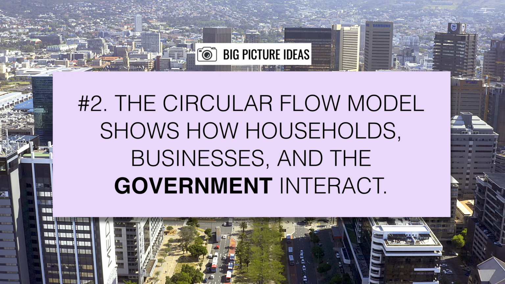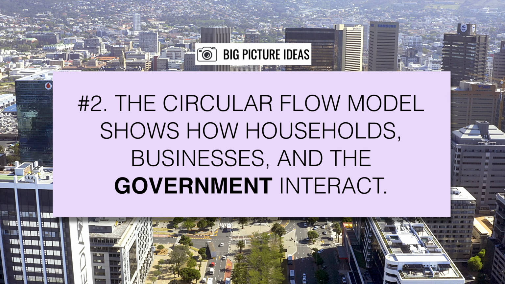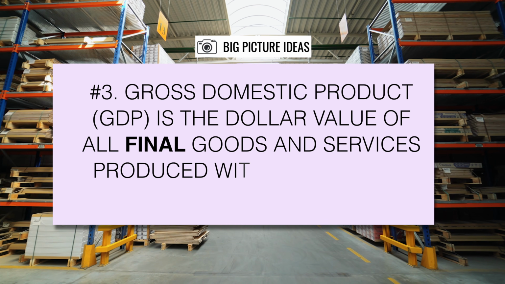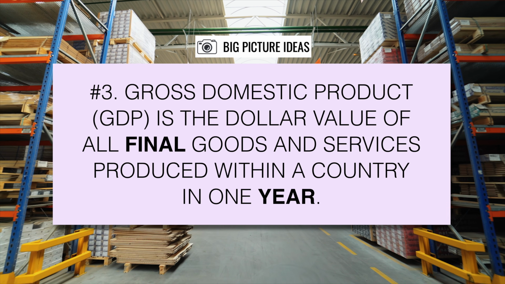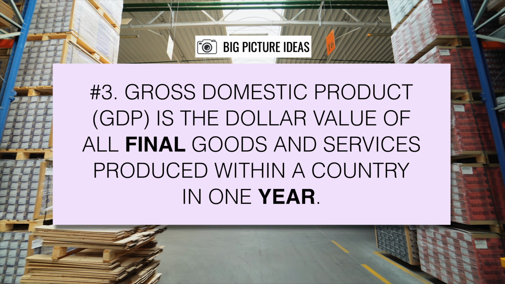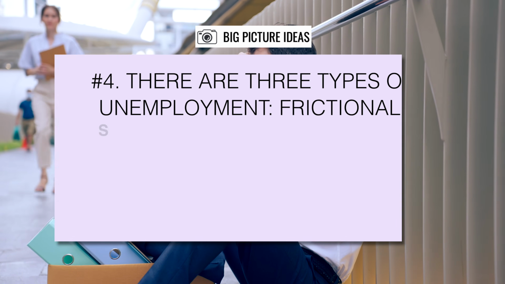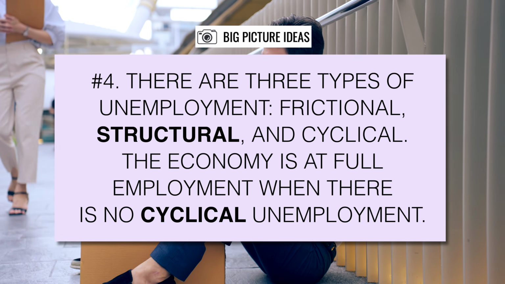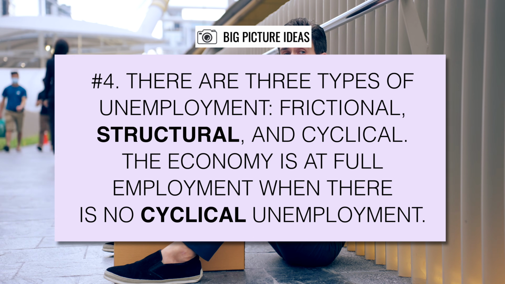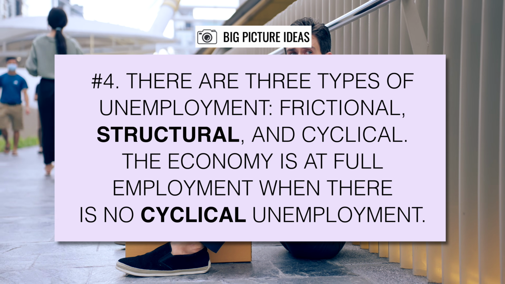Number 2, the circular flow model shows how households, businesses, and the government interact. Number 3, gross domestic product, or GDP, is the dollar value of all final goods and services produced within a country in 1 year. Number 4, there are 3 types of unemployment: frictional, structural, and cyclical. The economy is at full employment when there's no cyclical unemployment.